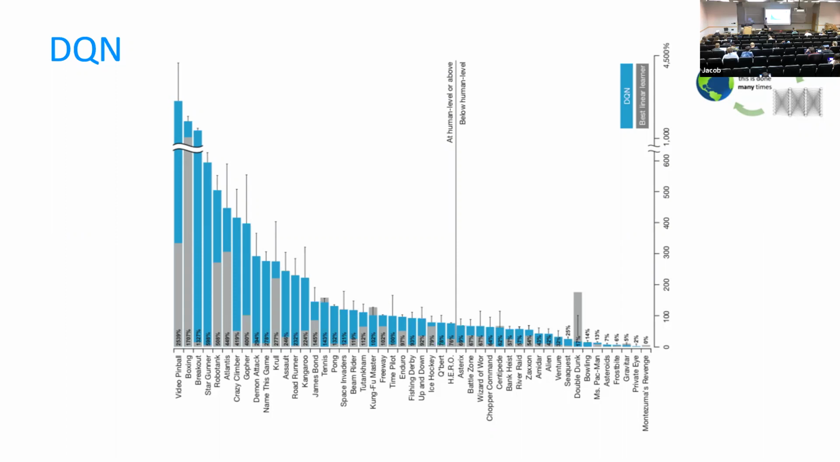DQN underperforms humans. So things that it's really good at: video pinball, boxing, breakout, Star Gunner. I don't know how many of these are familiar to you. I know breakout. That's the one where you have the little bouncing ball and I guess a paddle.